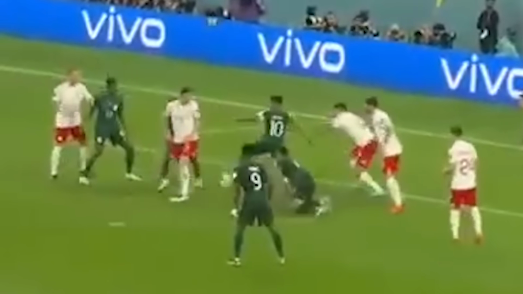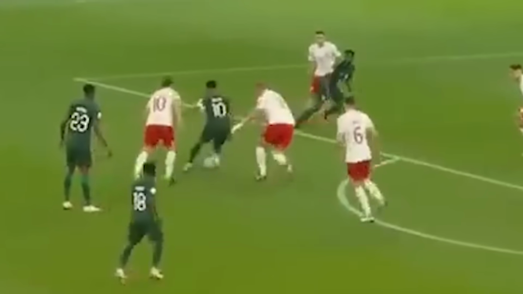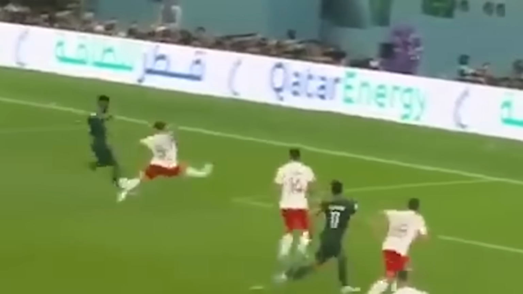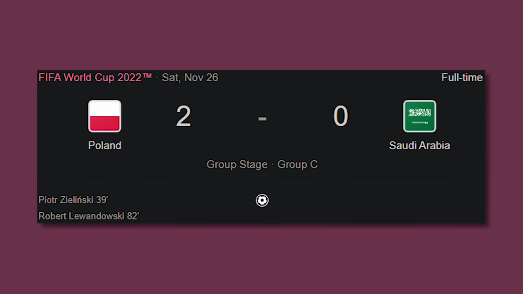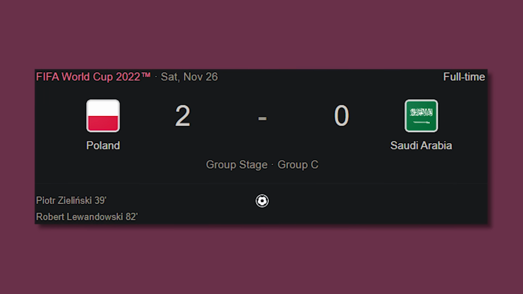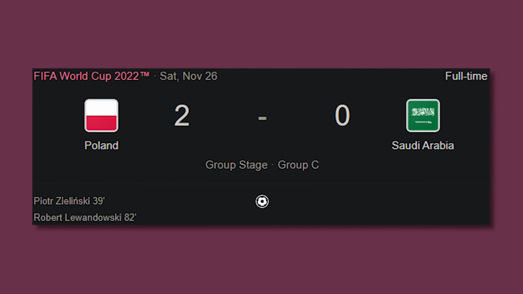The Saudi Arabians continued though, as they were playing tantalizing football, but a familiar foe called finishing started to haunt them again. If that wasn't enough punishment, a mistake in the defense led to a second Polish goal. Robert Lewandowski scores his first ever World Cup goal, and the Polish need just a point against Argentina to advance.